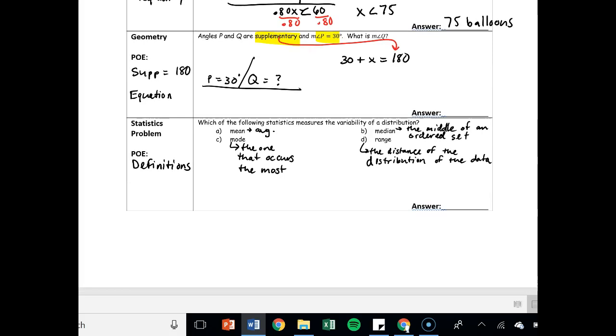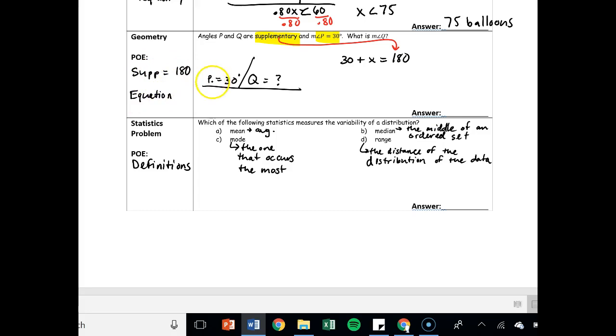For this geometry problem, it says angles P and Q are supplementary. Remember, we learned that supplementary is two angles that add up to 180 degrees. If you forgot, go back to your notes right before break. If angle P is equal to 30 degrees, what is the measurement of angle Q? I've drawn this diagram here. You should draw it as well. You should write down your point of entry to say, hey, supplementary is 180.